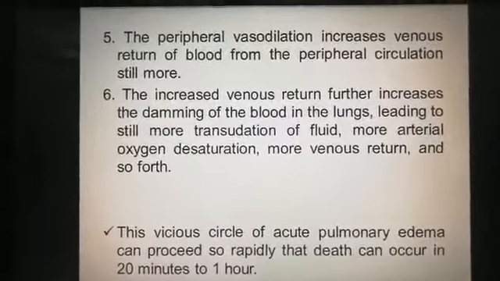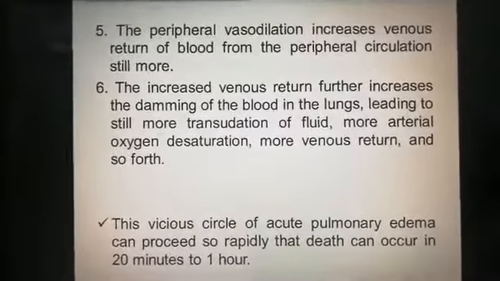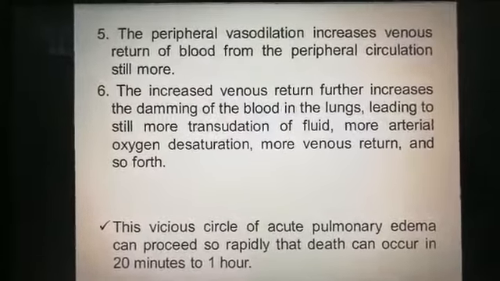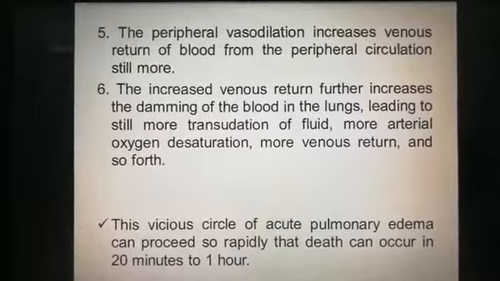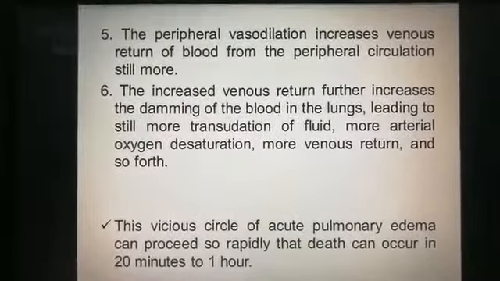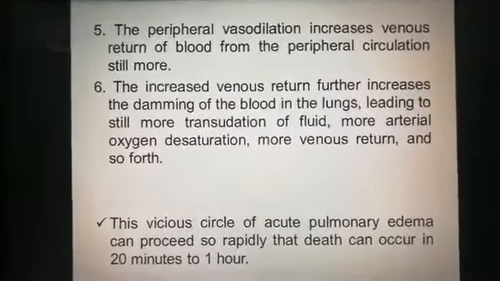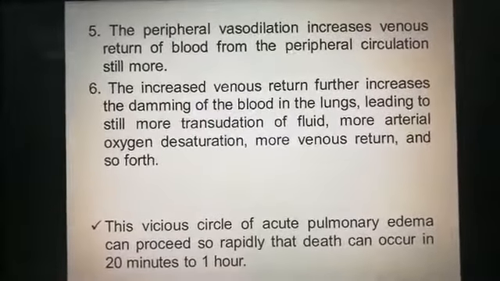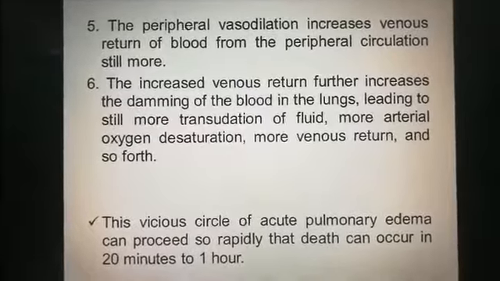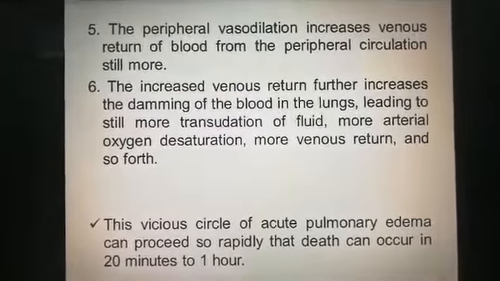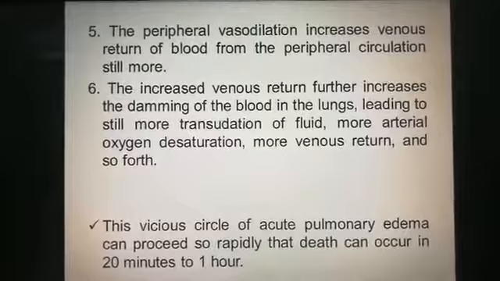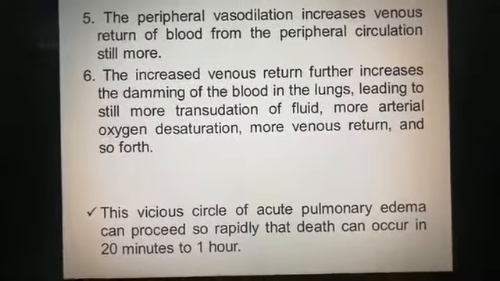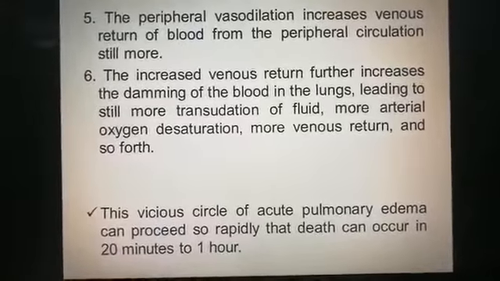So the condition becomes more and more worse because there is more and more load on the lungs. There is more and more damming of blood in the lungs, and that's why there is more transudation of fluid, and there is more pulmonary edema. So the edema becomes worse and worse. The vicious cycle of acute pulmonary edema can proceed so rapidly that death can occur in 20 minutes to 1 hour.